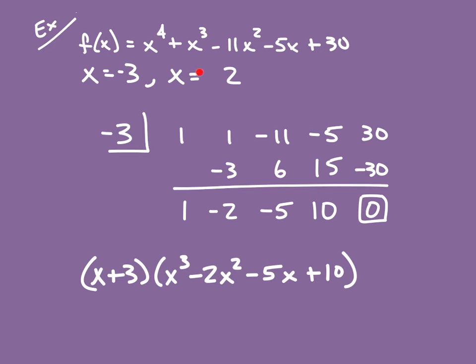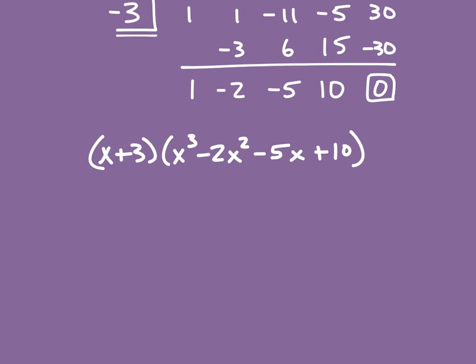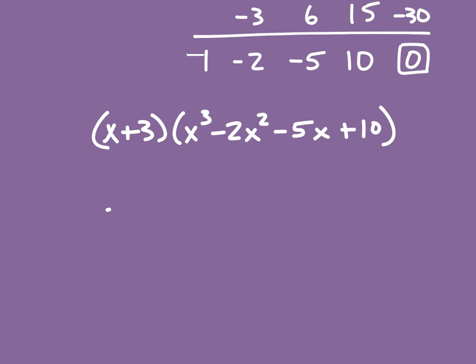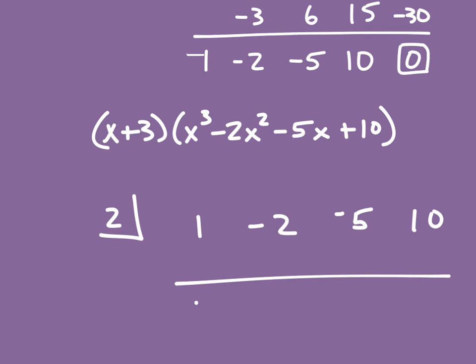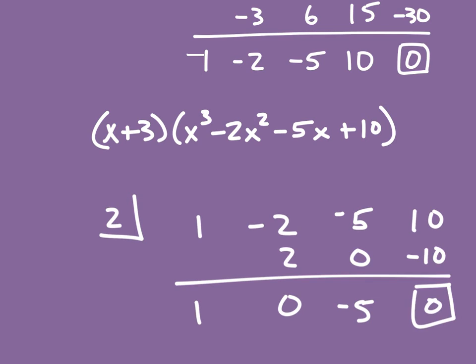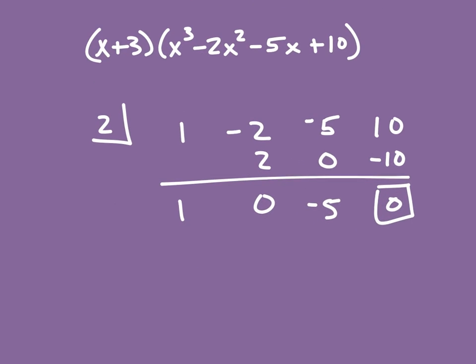Now what I'm going to do is I'm going to do synthetic division on this one using the value of 2. All right, so from here, I've got 2, then, and this is going to be 1, negative 2, negative 5, positive 10. Drop down my 1. 2 times 1 is 2. Negative 2 plus 2 is 0. 2 times 0 is 0. Negative 5 plus 0 is negative 5. 2 times negative 5 is negative 10. Add these together, you get 0. That's your remainder.